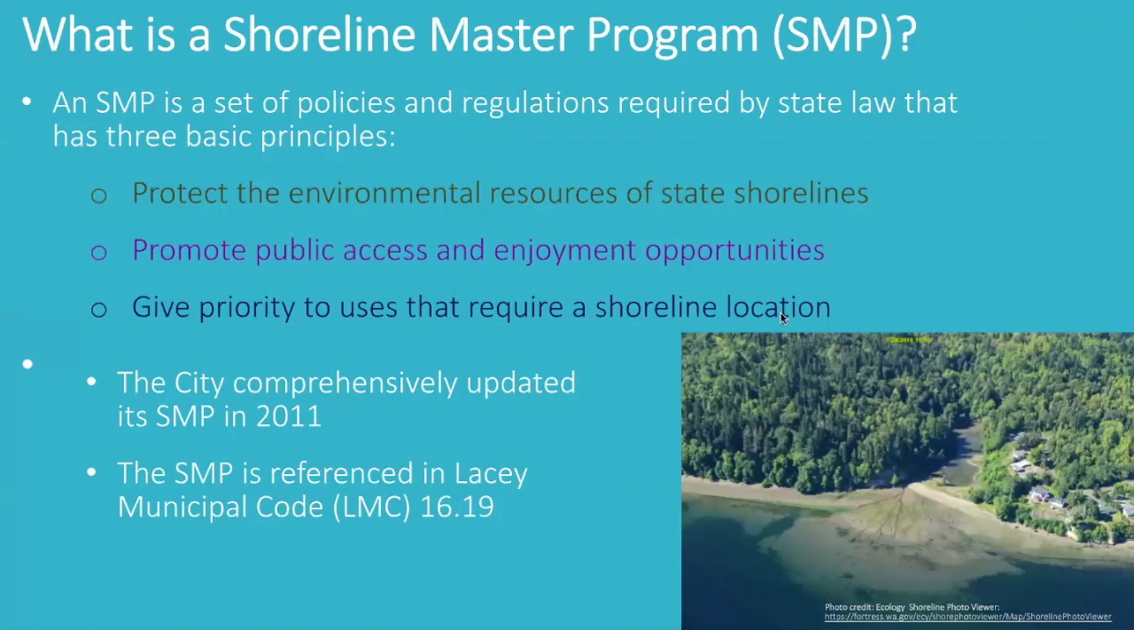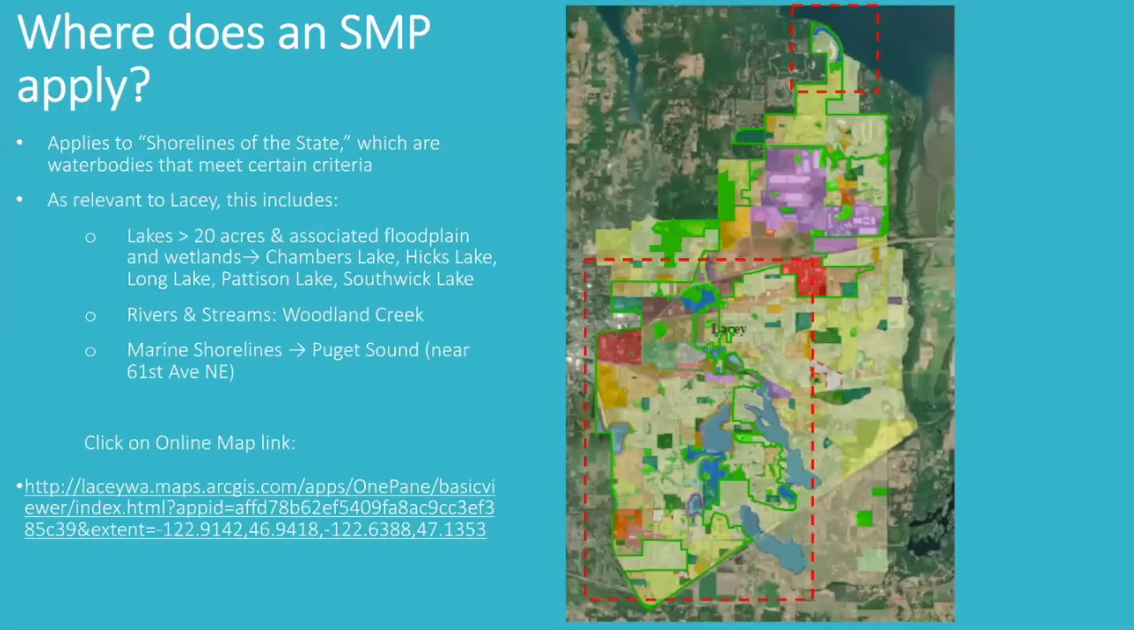So where does an SMP apply? Shorelines of the state are identified by a couple of different parameters, one being lakes greater than 20 acres in size, and this also includes associated floodplain and wetlands. Within the city of Lacey, this is 5 lakes: a portion of Long, Pattison, Chambers, and then most of Southwick and Hicks Lake. Also Woodland Creek. For rivers and streams, the threshold is 20 cubic feet per second mean annual flow, and that's a measurement. And then any marine shoreline in Washington State, so here it's the Puget Sound.